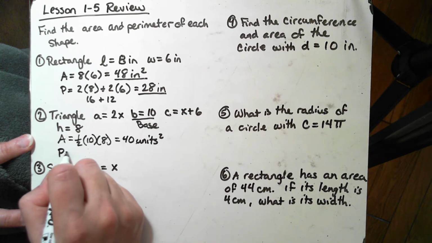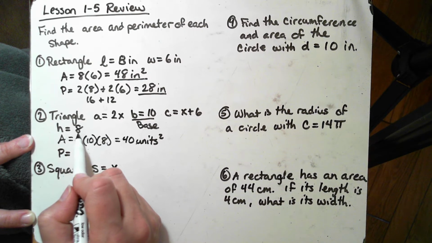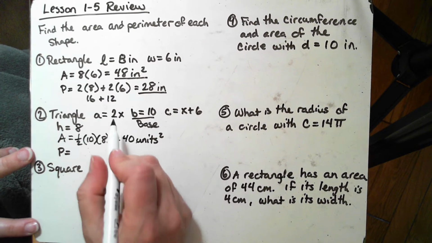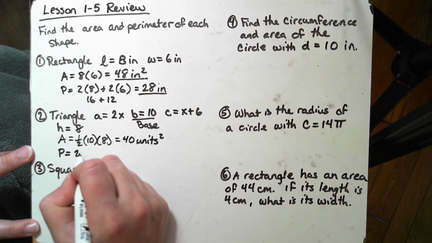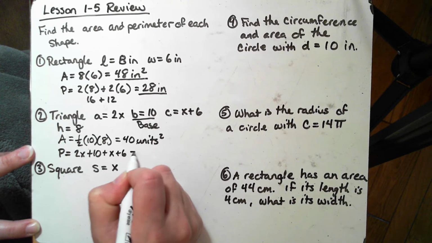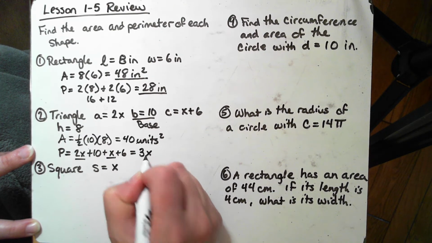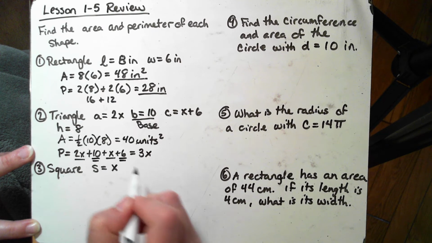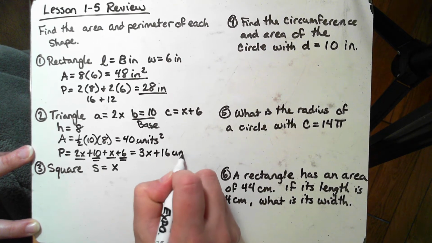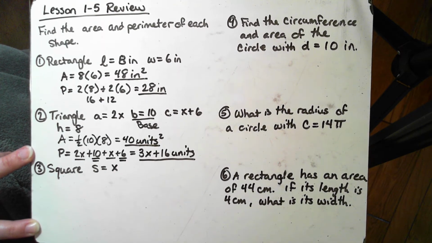Now for the perimeter, I just have to add up A, B, and C. The height is not in the perimeter. The height goes through the middle of the triangle, from the highest point down to the bottom. So A is 2x, B is 10, and C is x plus 6. So I just have to combine like terms: 2x plus x is 3x, and 10 plus 6 is 16. So it's 3x plus 16 units. And that's my answer for the perimeter of this triangle.